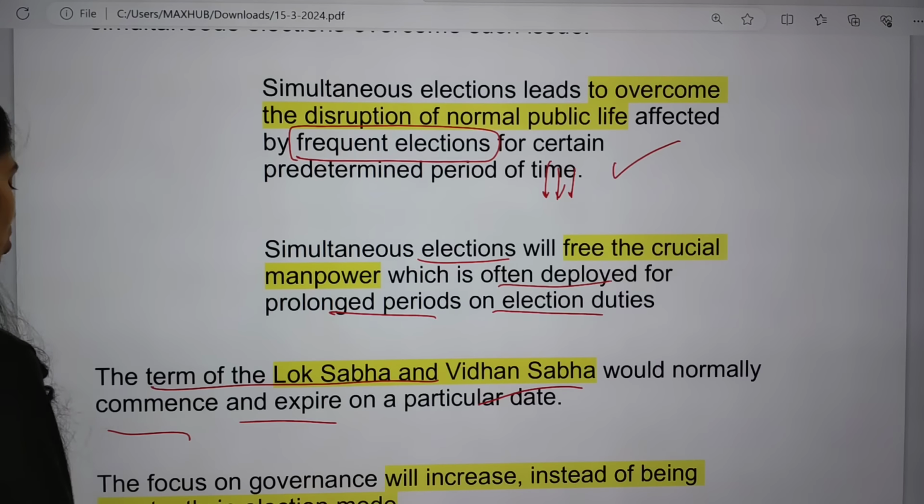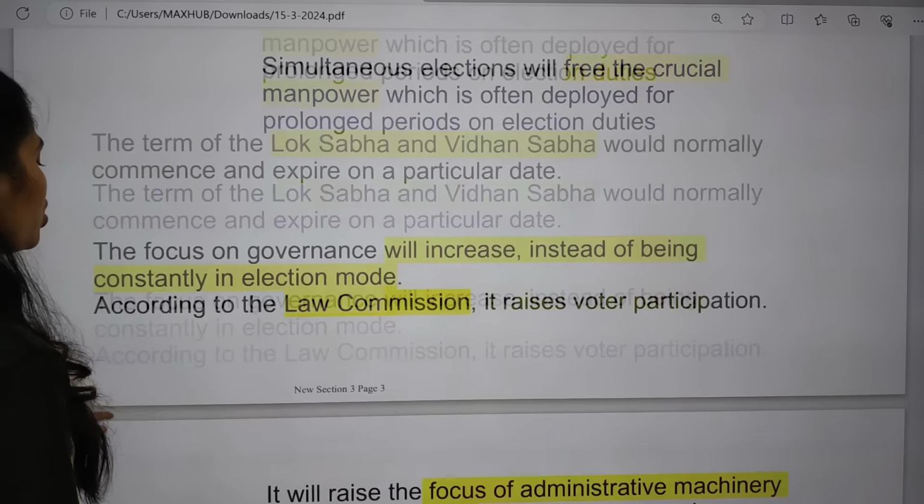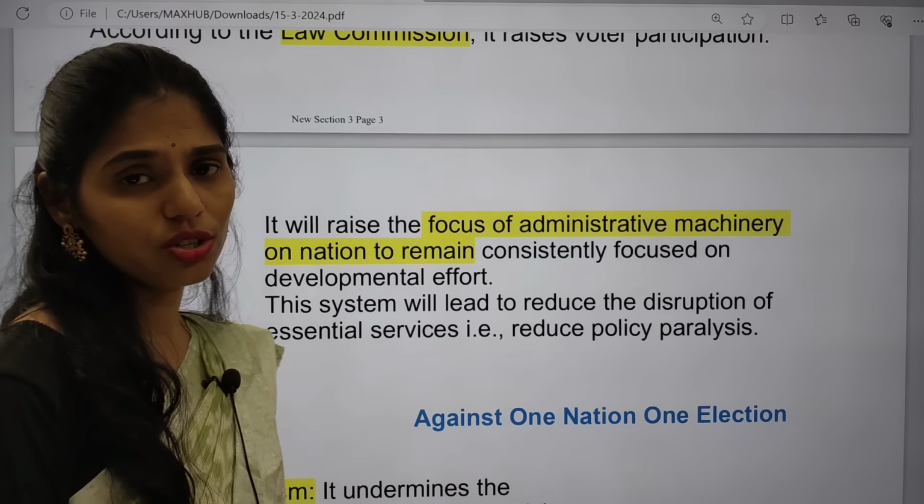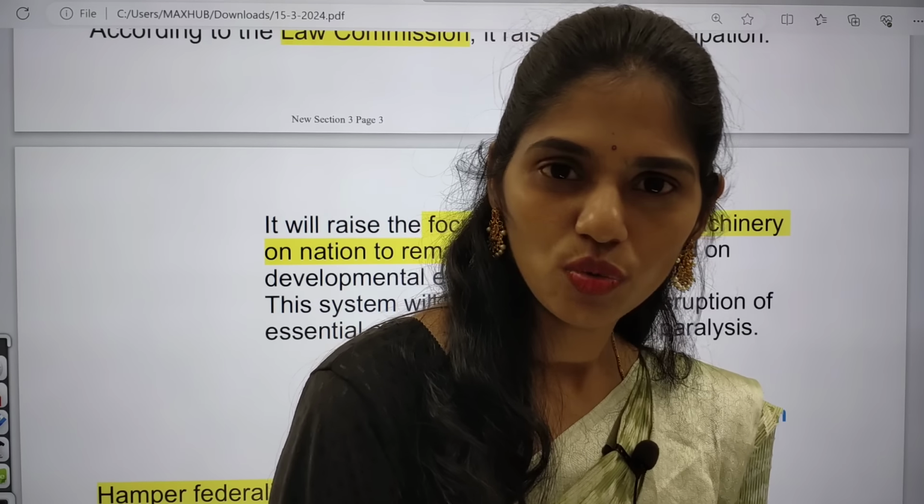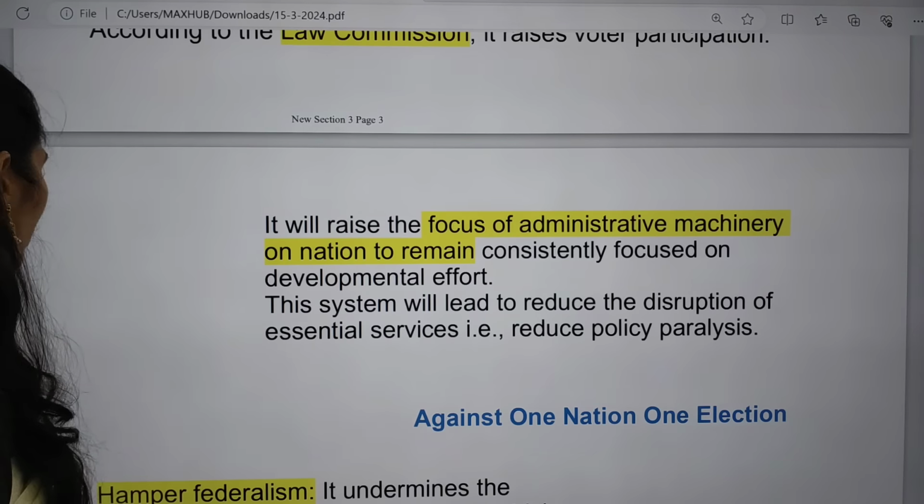And next one is the focus on governance will increase instead of being constantly in election mode. Okay. So these are some important advantages, or the arguments favoring this One Nation, One Election program. And what about the arguments against?